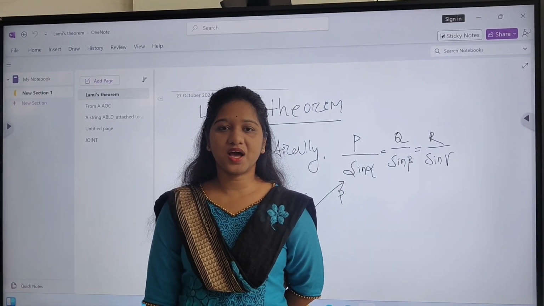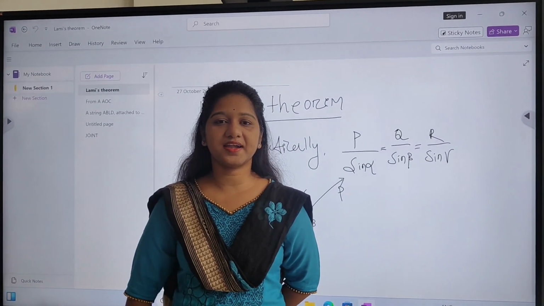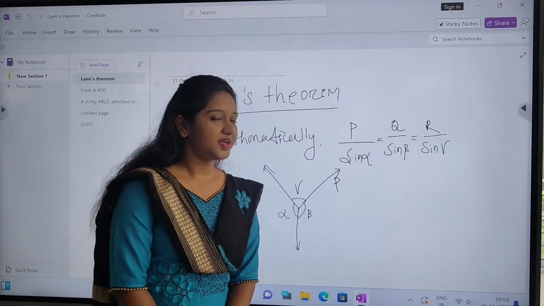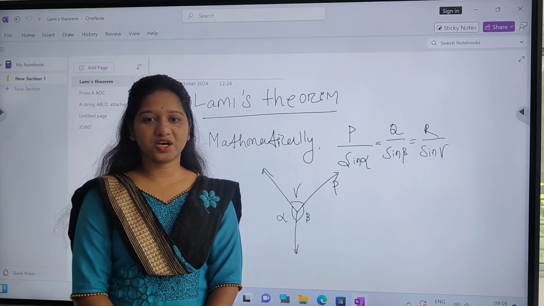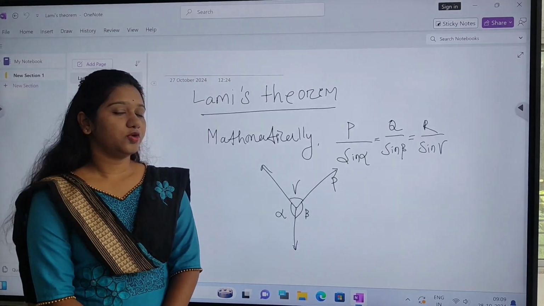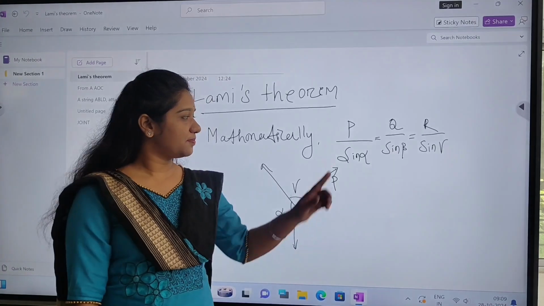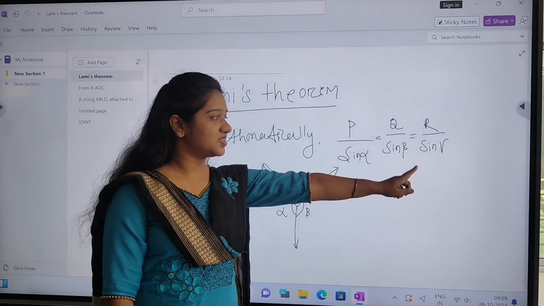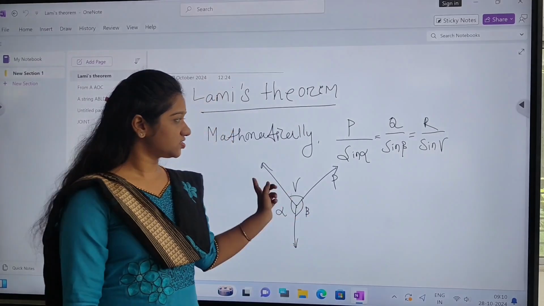If three coplanar concurrent forces acting at a point are in equilibrium, then each force is proportional to the sine of the angle between the other two. Mathematically, P by sin alpha equals Q by sin beta equals R by sin gamma. Let's prove it.